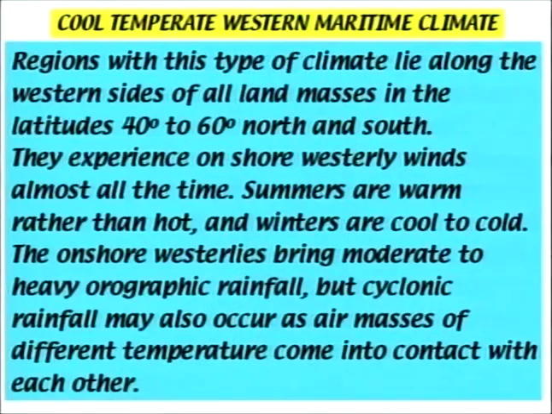Okay, so for the cyclonic rainfall that occurs around those areas, it will come about mainly as a result of the meeting of different air masses. That is the introduction then to the work on the cool temperate western maritime, which is the third of the temperate climates that we are making reference to.